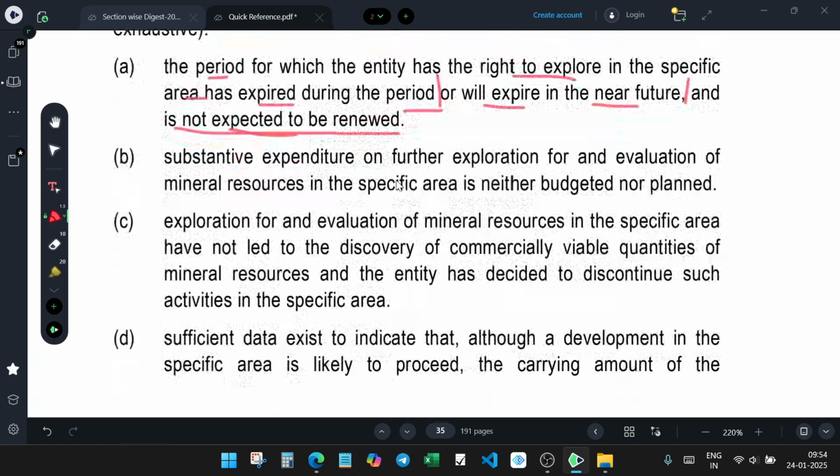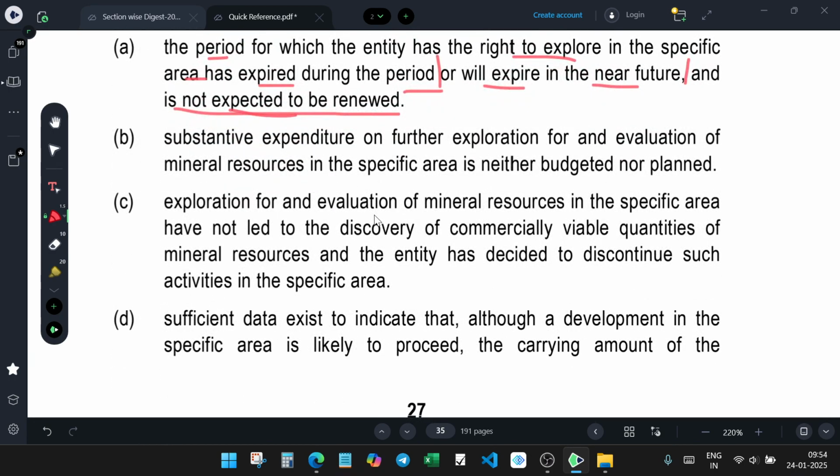Then it's an impairment loss. The difference between the actual asset recovered and what you have booked as an asset should be considered as a loss. Substantial expenditure on further exploration for and evaluation of mineral resources in the specific area is neither budgeted nor planned. Some expenses you are incurring cross the budget and planned project, and that expense should be an impairment loss.